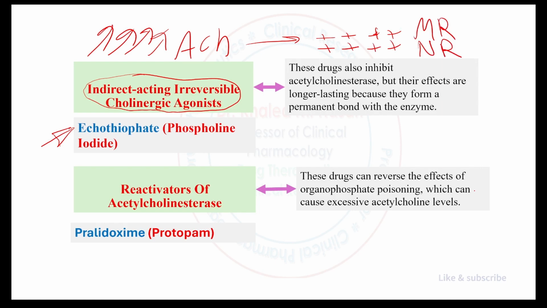How can we treat this situation? We have an antidote. The antidote includes the reactivation of this enzyme, reactivation of acetylcholinesterase. We have a medication called pralidoxime, Protopam. This medication reverses the effect of organophosphate and echothiophate poisoning, which can cause excessive acetylcholine level.